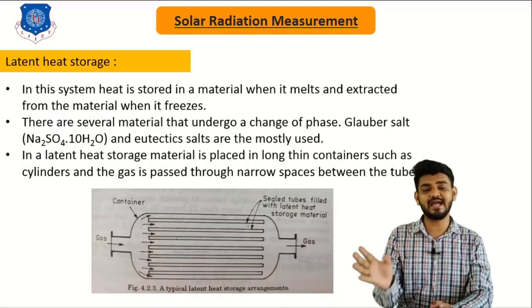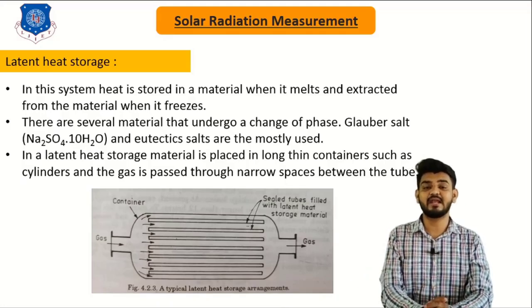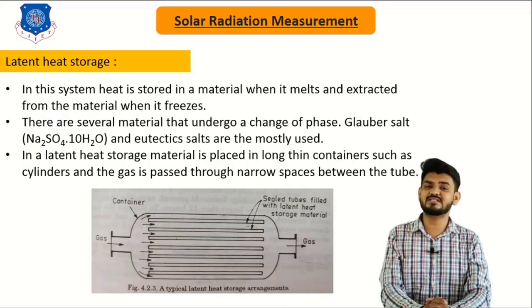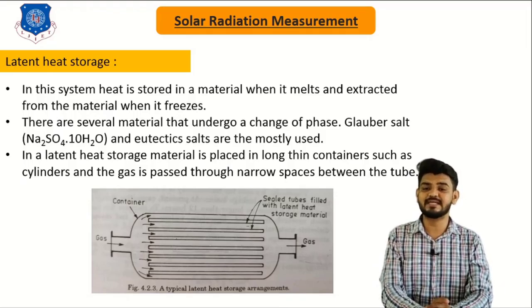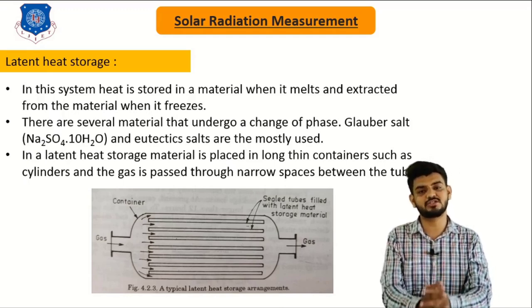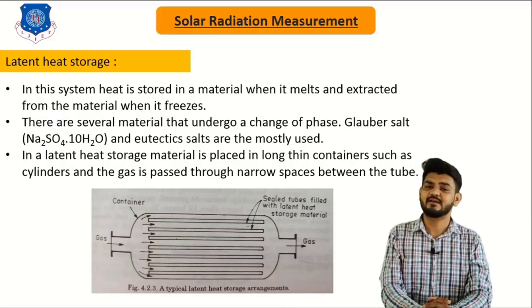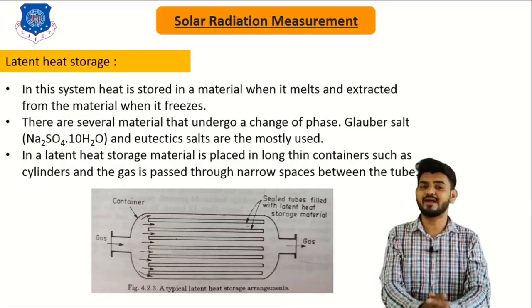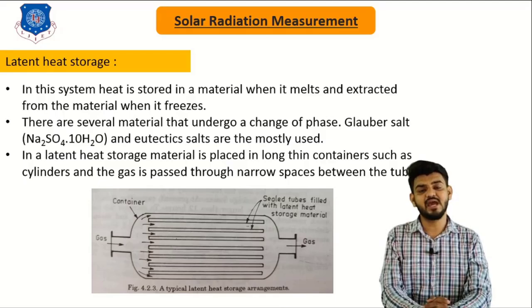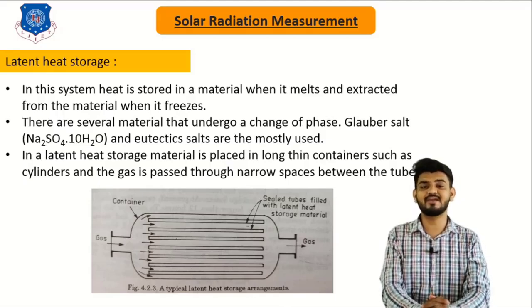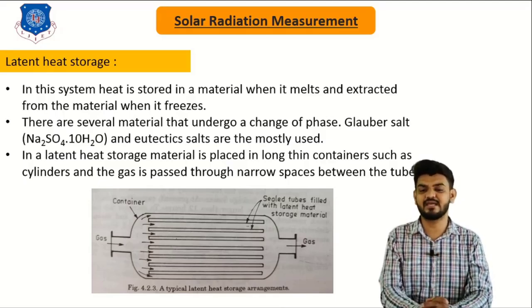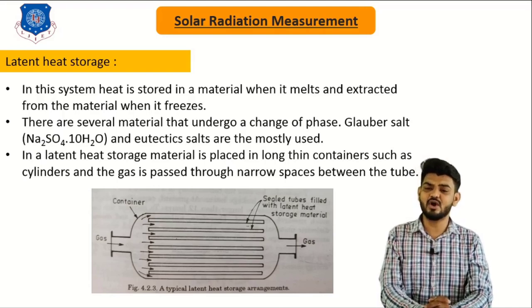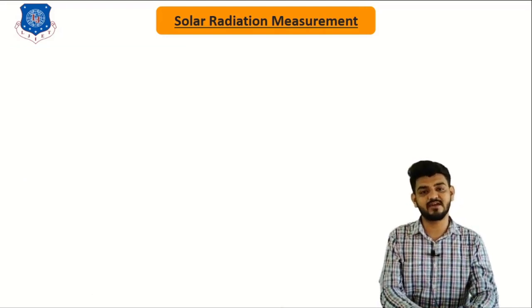So here in this diagram you can see the typical latent heat storage device, which looks like a heat exchanger, inside which the tubes carry such material as this Glauber's salt and different eutectic salts, while the gaps between these tubes provide the passage for the air flow or the gas flow, so that we can heat up this air or the gas. So this was all about latent heat storage devices.